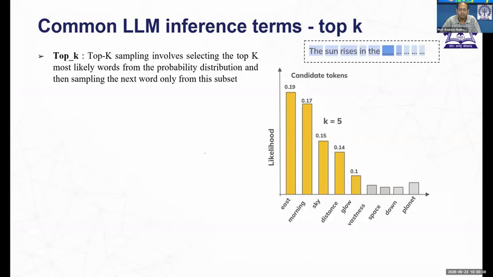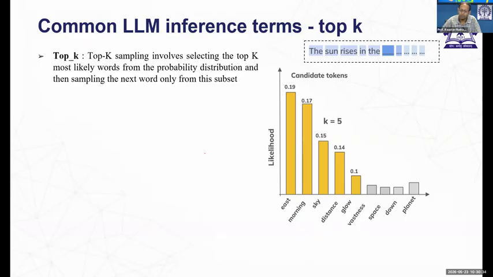Fine, based on the temperature, I am selecting certain tokens, but ultimately I have to fill the next blank using only one token. So how can I choose that particular token? One of the ideas is top k sampling. Top k sampling involves selecting the top k most likely words from the probability distribution and then sampling the next word only from this subset.